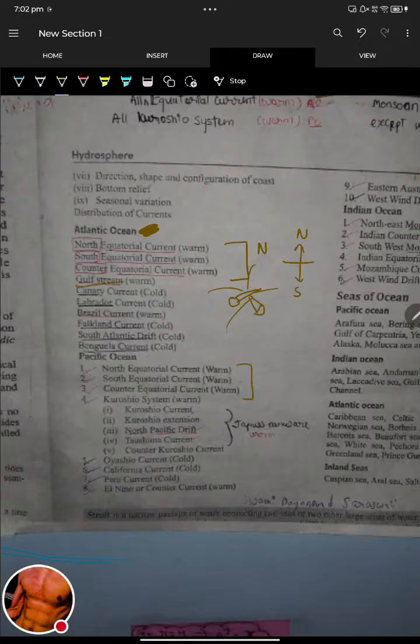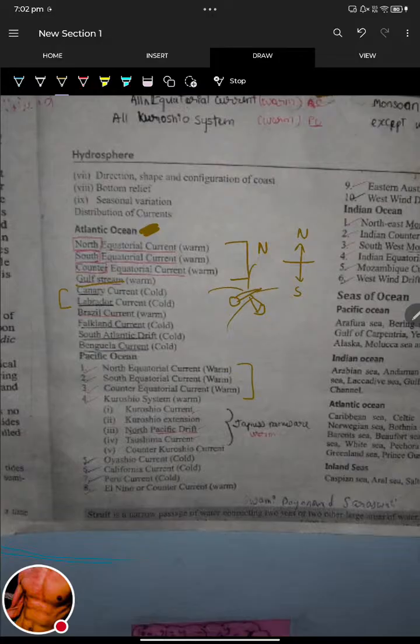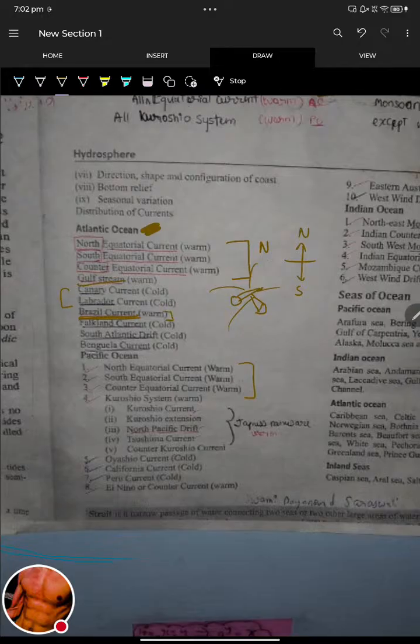Now the Gulf Stream is warm. Gulf of Mannar, Gulf Stream is always warm. Then Canary and Labrador. Labrador, I learned it like Labrador is a very calm dog, so it would be cold. Now Brazil is booming with hot chicks, I would say, so it is warmer. Brazil's climate is also humid and warmer.